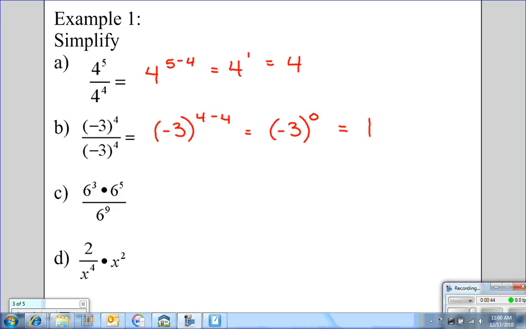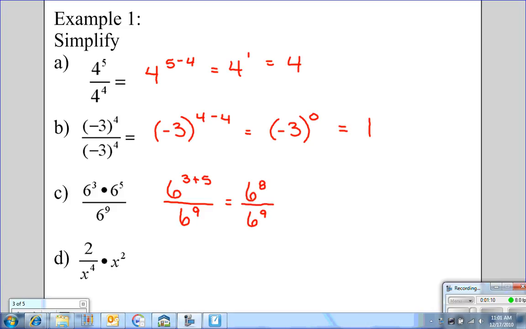All right, C gets a little bit more complicated. There's several things going on. All right, so taking it one step at a time, and you can do multiple steps all together if you'd like. I'm going to take the common base on top, and they're being multiplied, so that means I add the exponents. And I'm just going to bring this down to the bottom and wait on it later. So I get 6 to the 8th divided by 6 to the 9th.